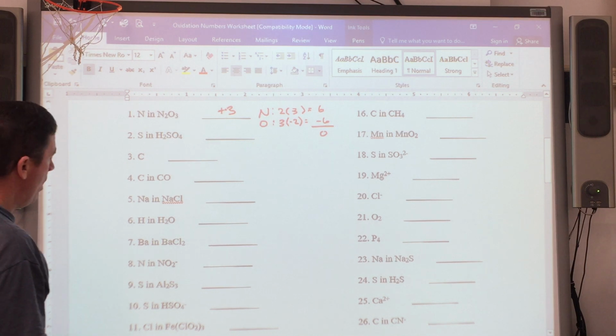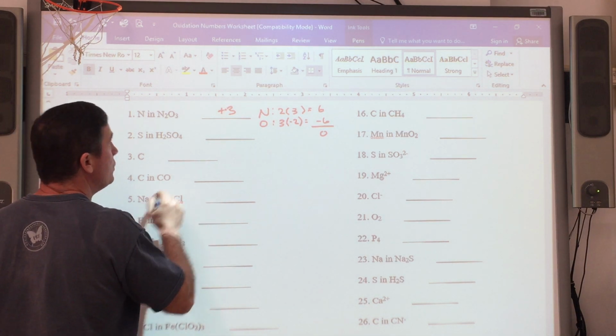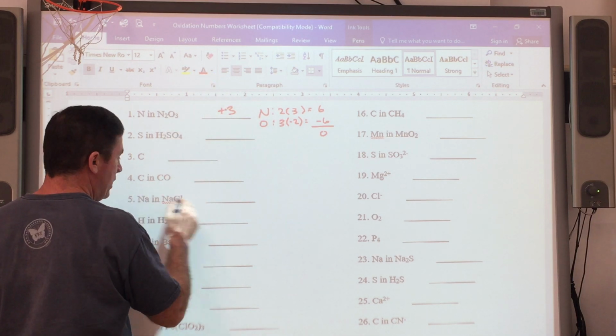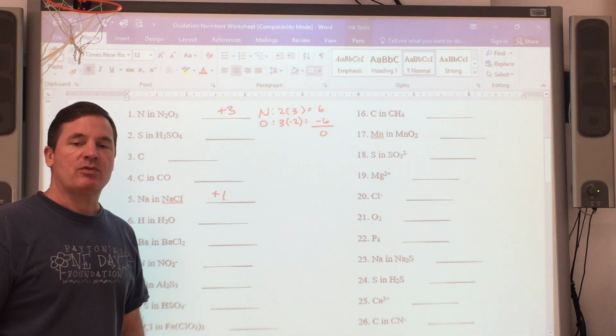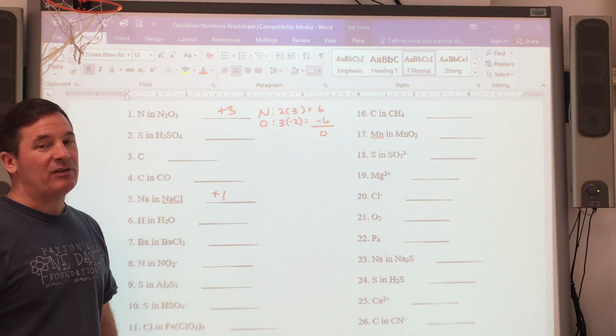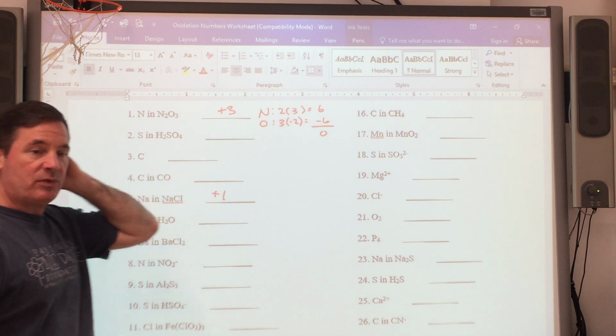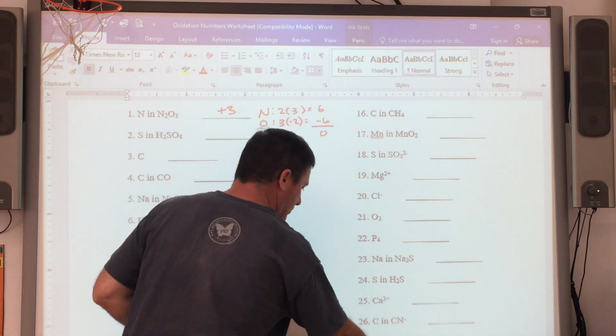Okay? Number 5, sodium in sodium chloride. Well, one of the rules is, and they're all up there, if it's in group 1, it has a +1 charge. If it's in group 2, it has a +2 charge. If it's in group 3, for the most part, it has a +3 charge. A couple exceptions there. All right, let's move it up.